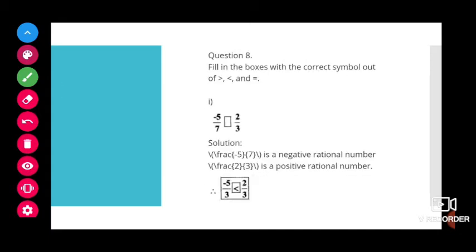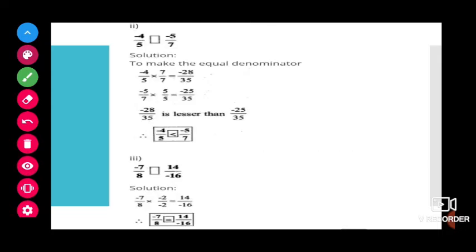Fill the boxes with the correct symbol. Yes, here I told you the easy method and also one more tough method. First one is minus 5 by 7 and 2 by 3. Here no need to go for methods and all. I told you negative is always less than the positive. See here which is negative, this is positive. So the negative is less than positive. So we will get minus 5 by 7 is less than the 2 by 3. No need to go for the next procedure.